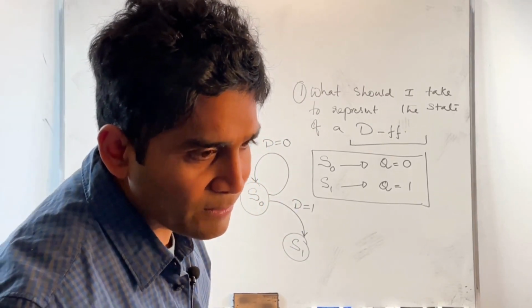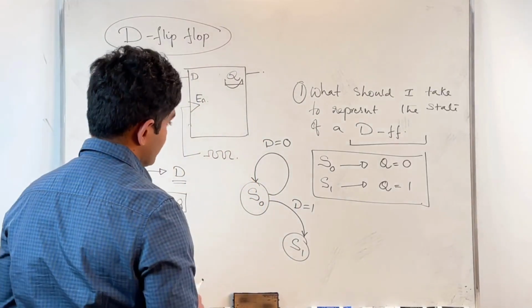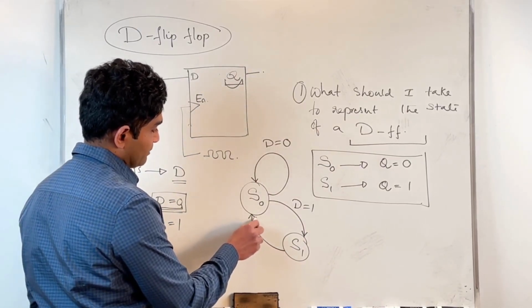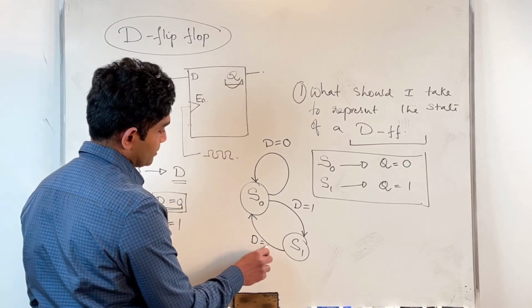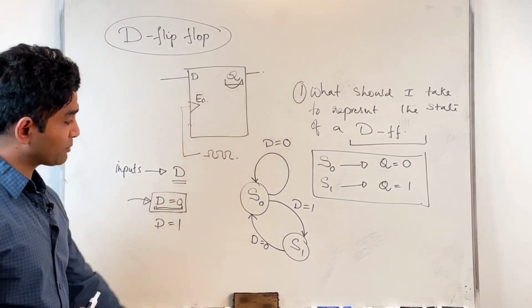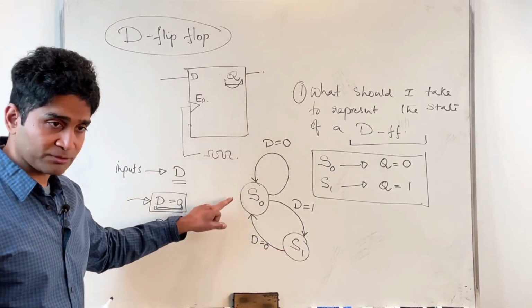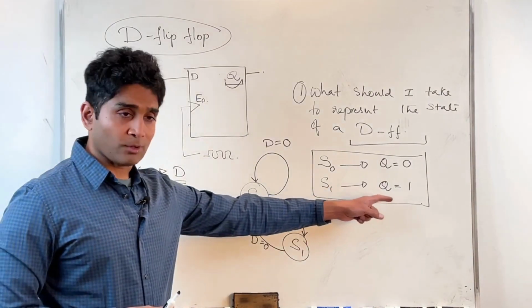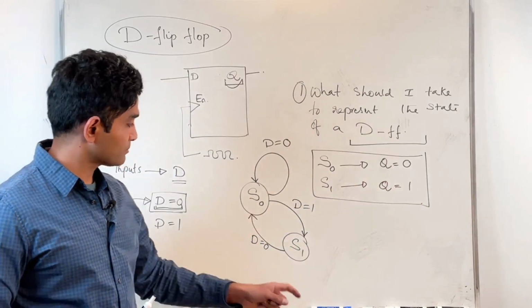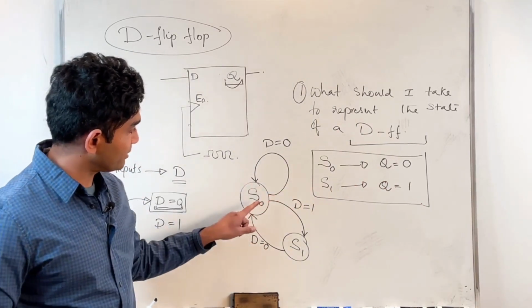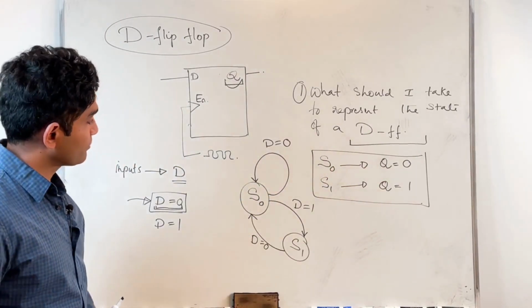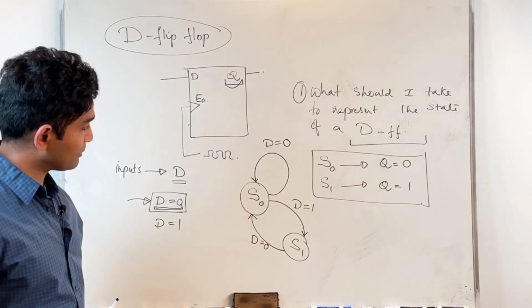D equals 0, back to S0? Back to S0, that's it, right? Because that's the D flip-flop. D equal to 0. When I'm in the S1 state, D equal to 0 takes me back to S0 state. Right? So in the next active edge, because my D flip-flop output follows the input, and I've defined my states to represent those outputs, I transition back to S0 state.